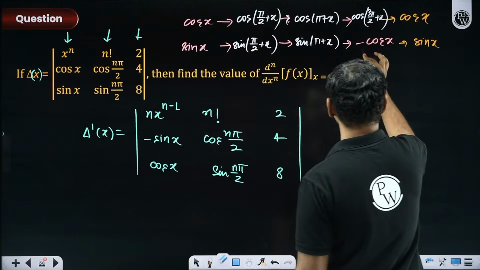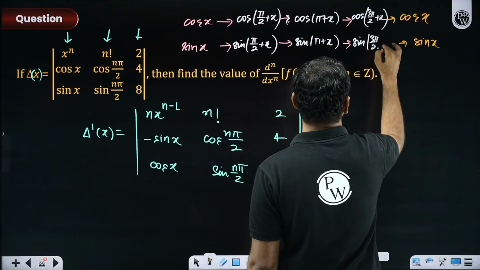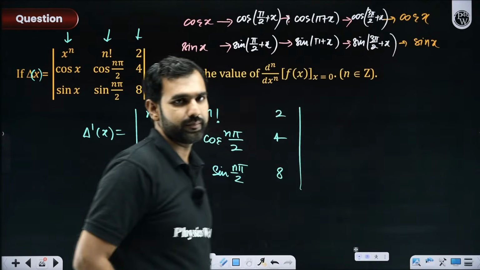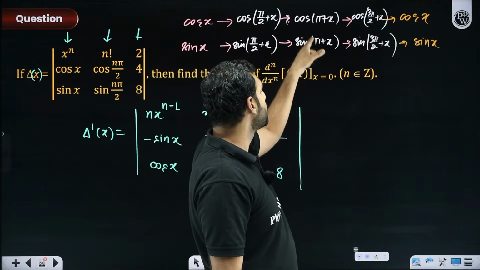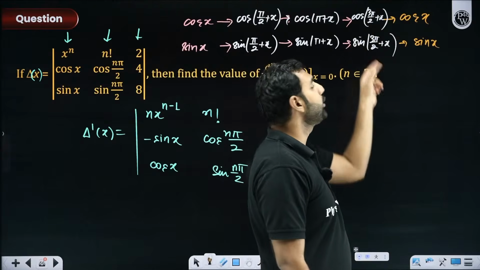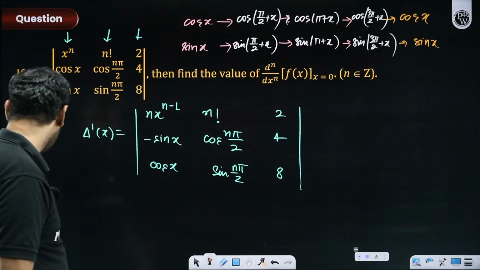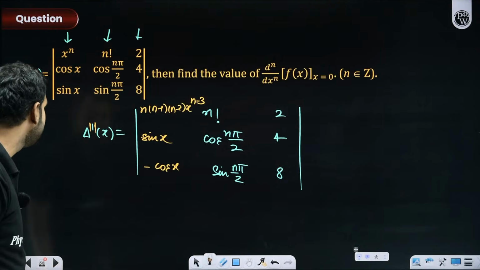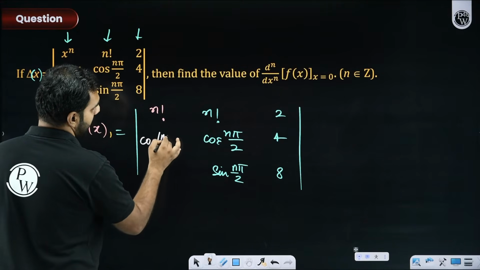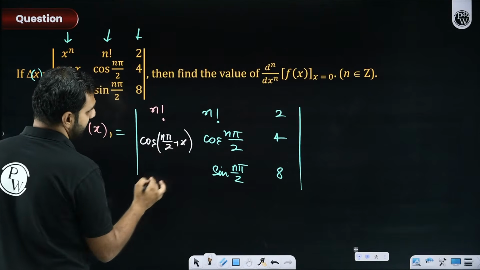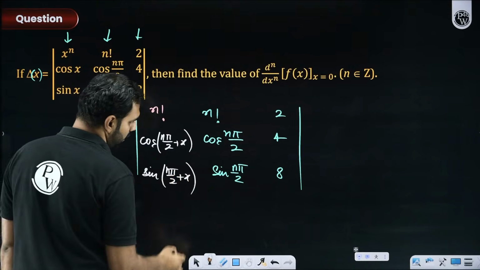I hope you're understanding it. Then this I am writing as sin of 3 pi by 2 plus x. Have you noticed a generalized result? Sir, first derivative 1 into pi by 2. Second derivative 2 into pi by 2. Third derivative 3 into pi by 2. So nth derivative n pi by 2. Yes or no? So shall I directly write the nth derivative here? The nth derivative here will be cos of n pi by 2 plus x, and this will be sin of n pi by 2 plus x. Yes or no? Tell me honestly.